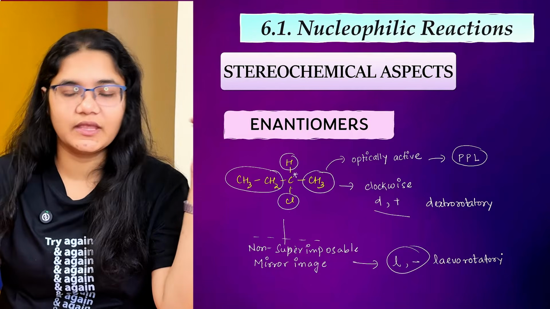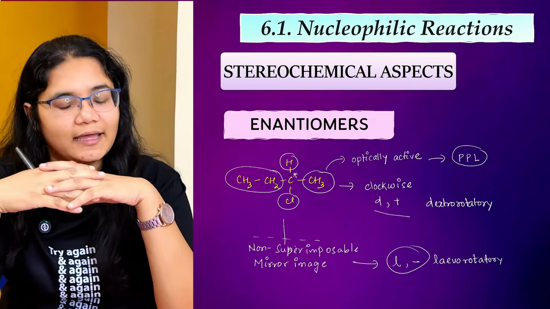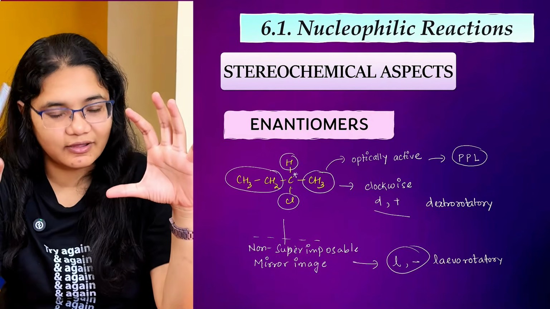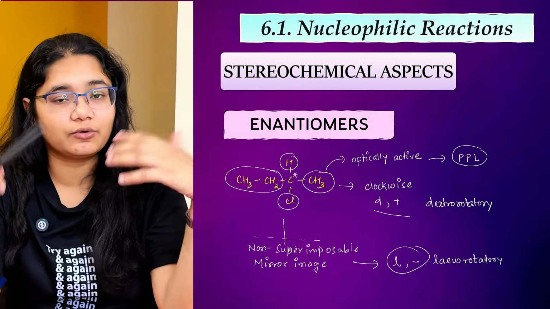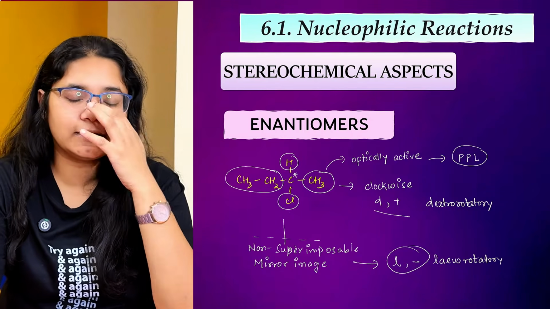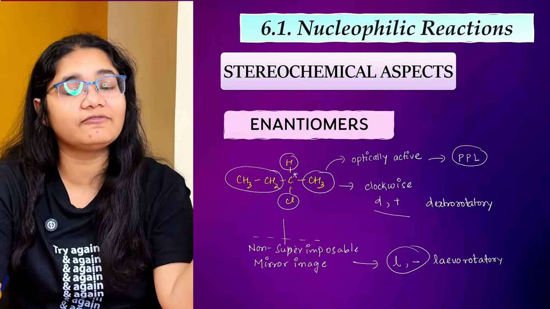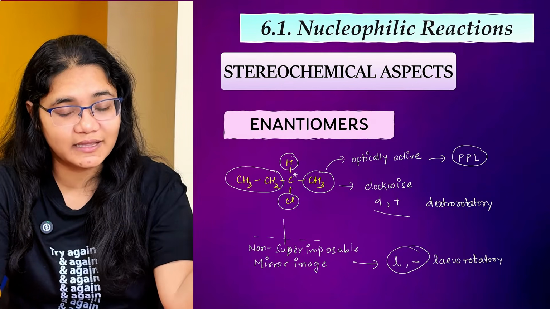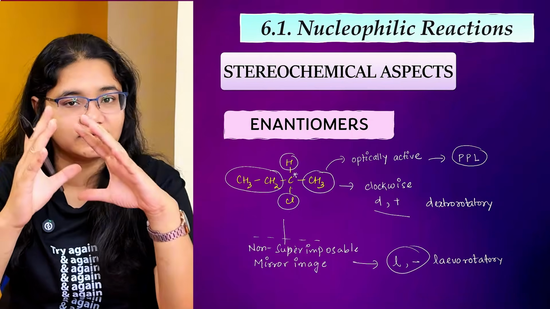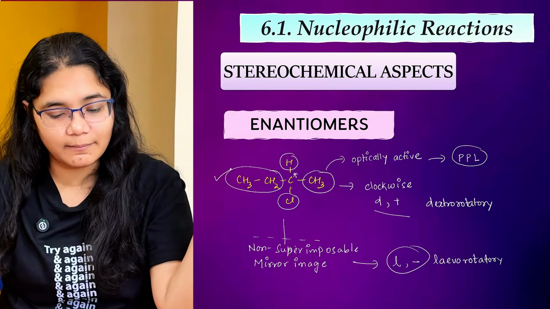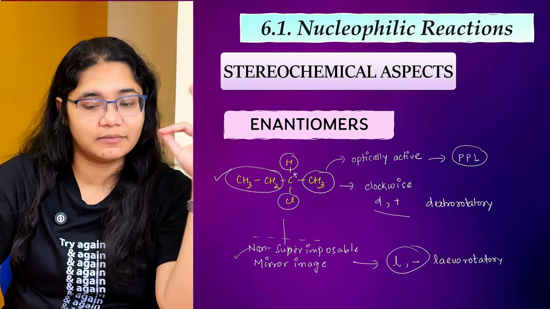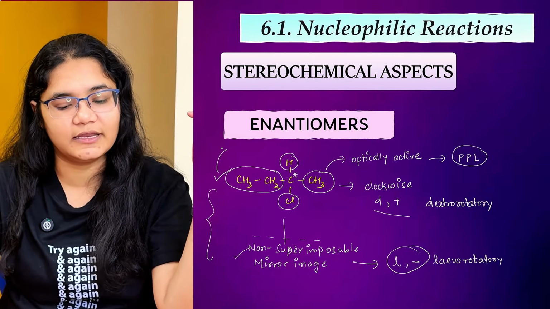So first of all, if a molecule has a chiral carbon, that means it is optically active. If the molecule is optically active, it will rotate the plane polarized light. Now, if the light is rotated in the clockwise direction, then that compound will have a non-superimposable mirror image which will rotate it in the anti-clockwise direction. This compound and its non-superimposable mirror image are called enantiomers.